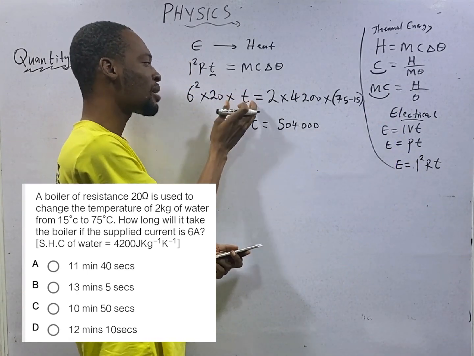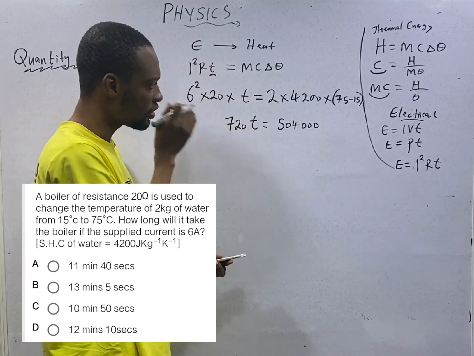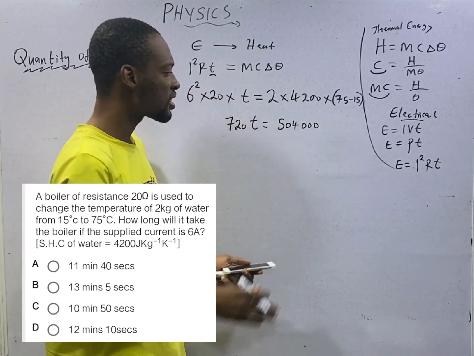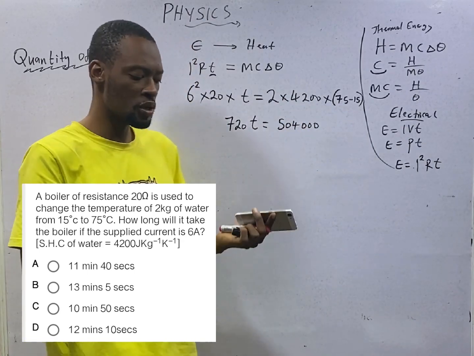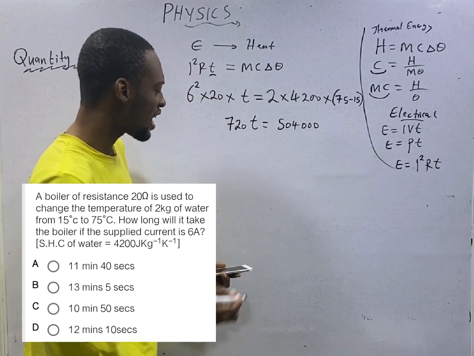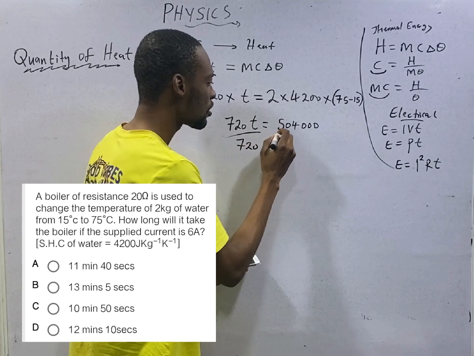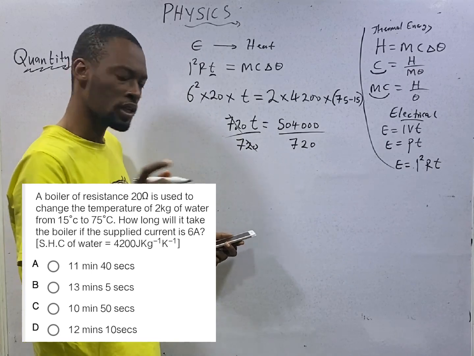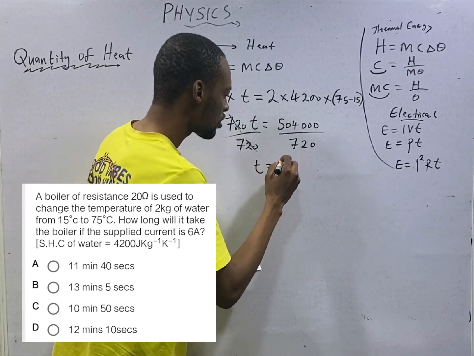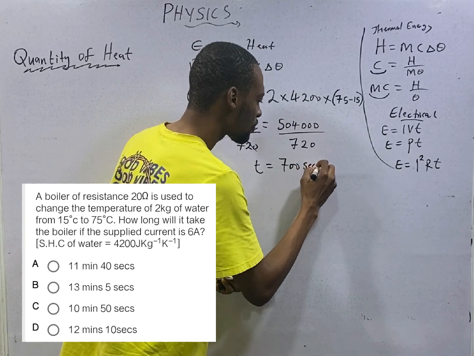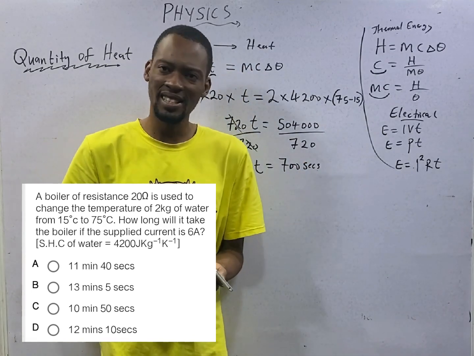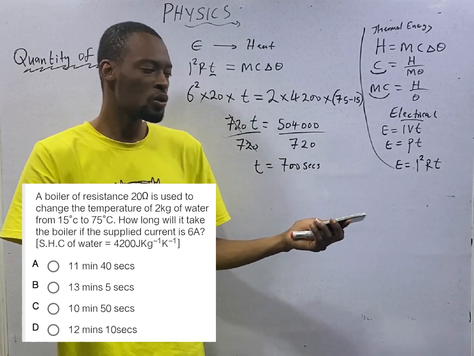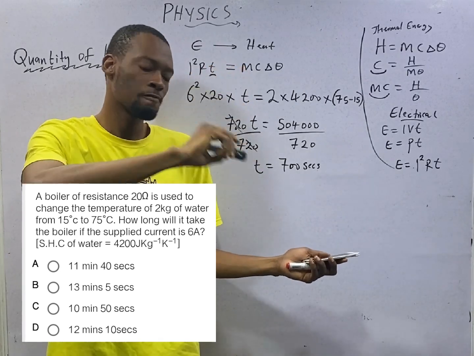6 squared times 20 times T is 720T. 2 times 4,200 times 60 is 504,000. To get time, we divide here by 720 and we divide here by 720. This divided by this is 1. So time is equal to 700 seconds. Anytime you solve for time, the answer you get naturally is in seconds, because we convert to seconds before solving, which means this time is in seconds.